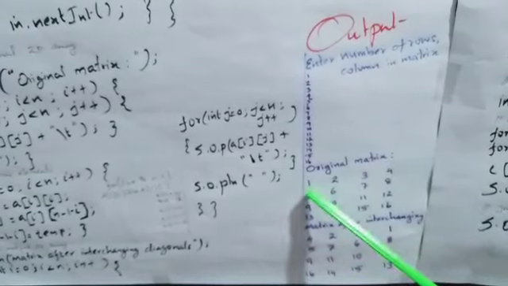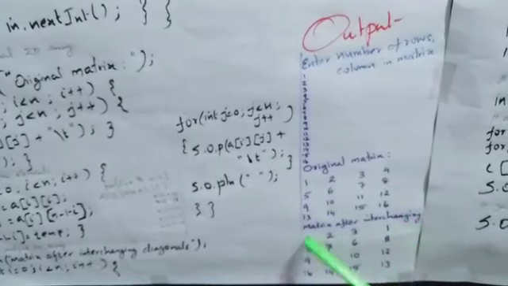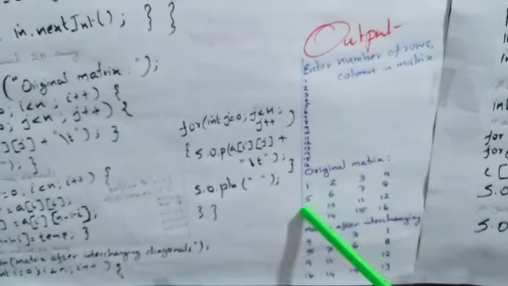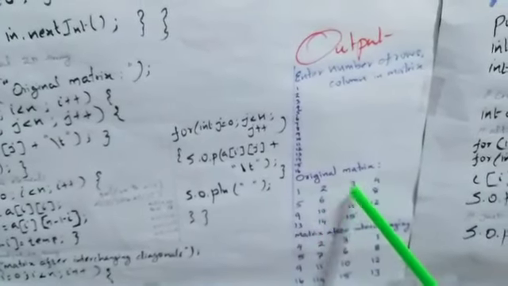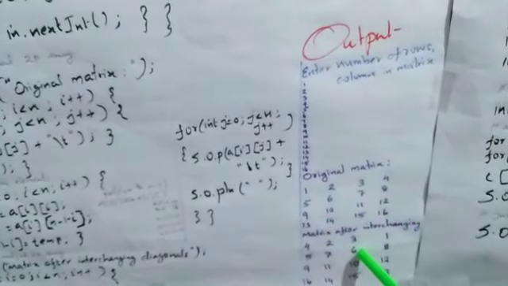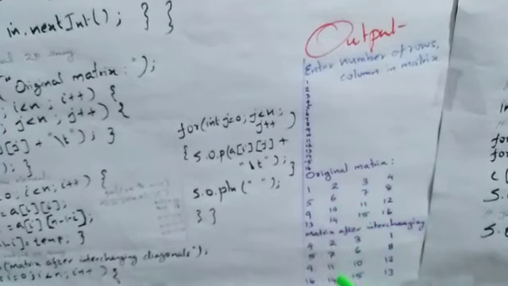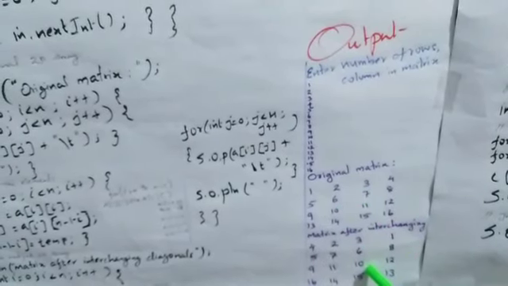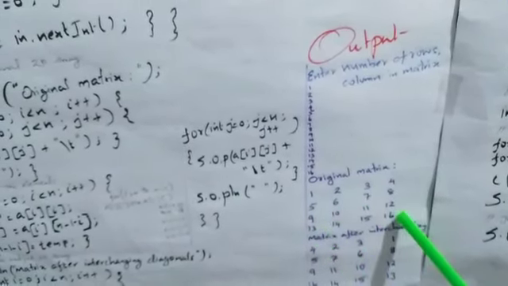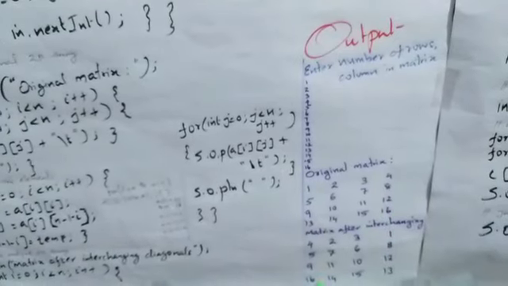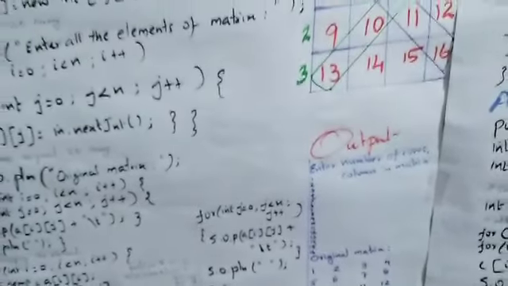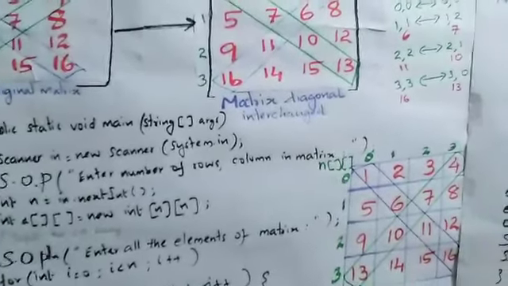See that 1 and 4 become 4 and 1; 5 and 6 and 7 become 7 and 6; 10 and 11 become 11 and 10. Then 13 and 16 become 16 and 13. In this way, you have to interchange the left and right diagonals. Now we come to the next program.